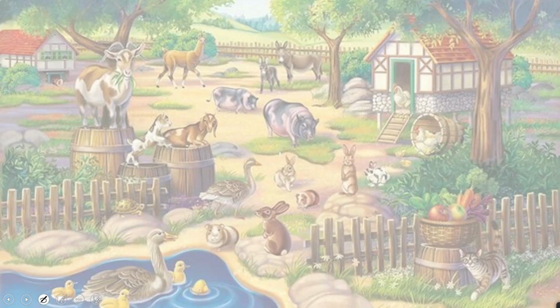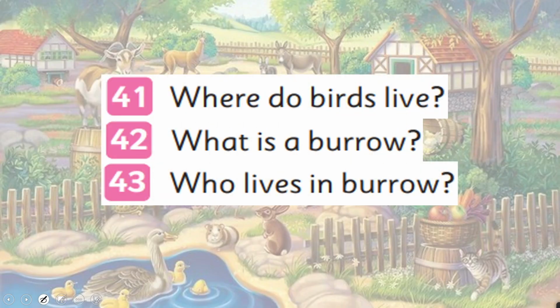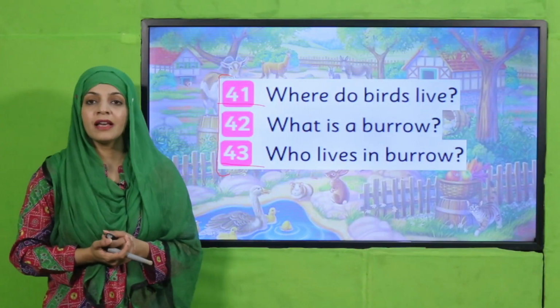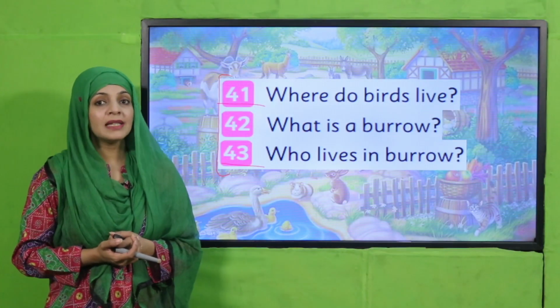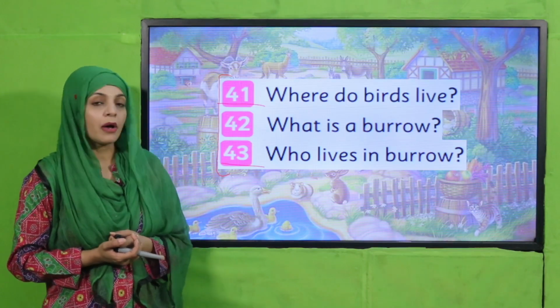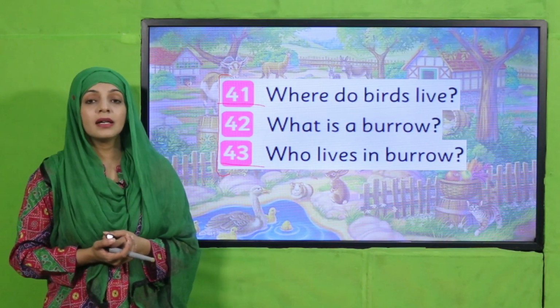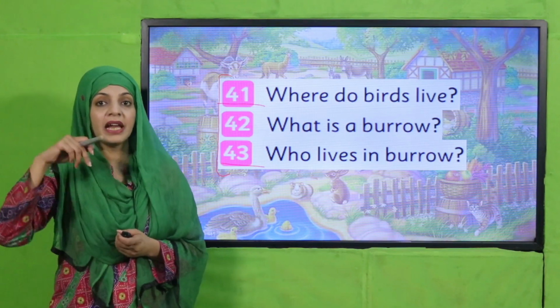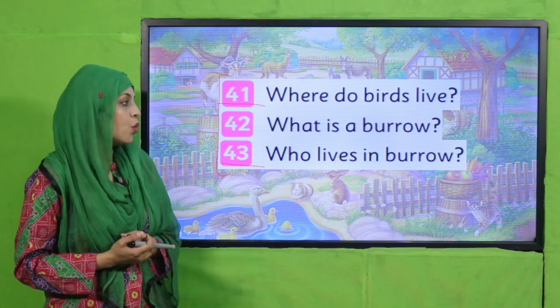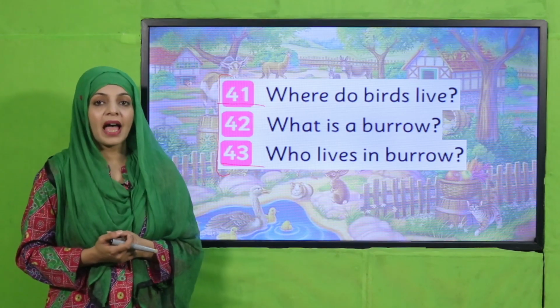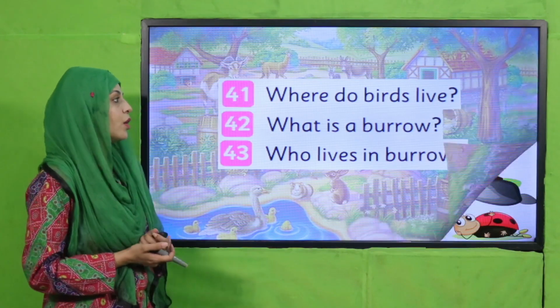So now is the time for evaluation. Today I will ask questions from the listening and speaking questions of your book from 41 till 43. So quickly tell me, where do birds live? They live on trees in nests. What is a burrow? A burrow is a home of a rabbit that is made underground. So who lives in burrows? Rabbit and mice. Very good.